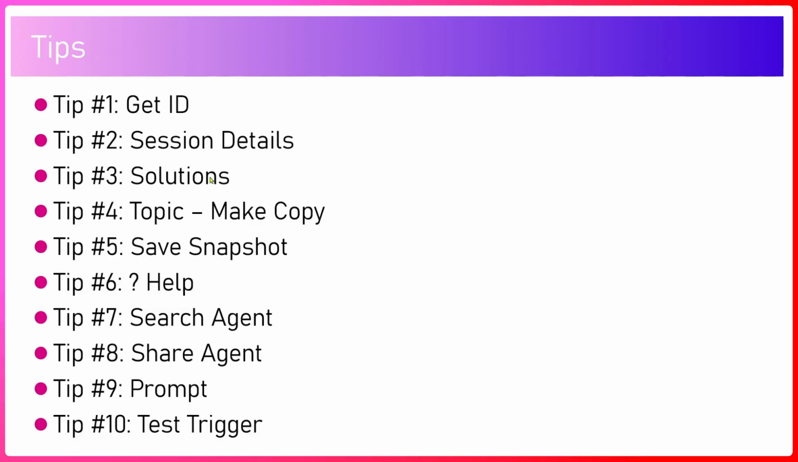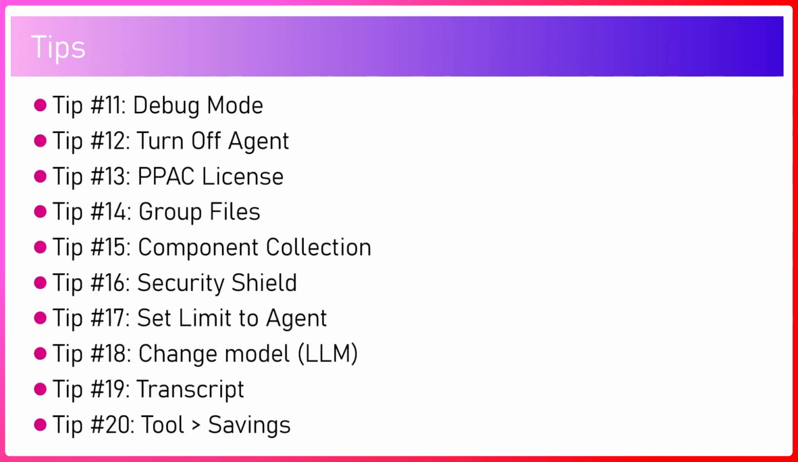Thanks, Nehal, for explaining the ID, session details, solution, topic, save snapshot, searching, sharing agent, prompt, and test trigger. I'll also touch base on some of the components within my demo. The topics I'm going to cover are debug mode, turning off an agent, something about the PPAC license, where you view the license for Copilot Studio, grouping the files, component collection, security shield, changing the model for an LLM, transcript, and tool saving. I'll not go sequentially, but wherever I find that feature, I'll just explain it.